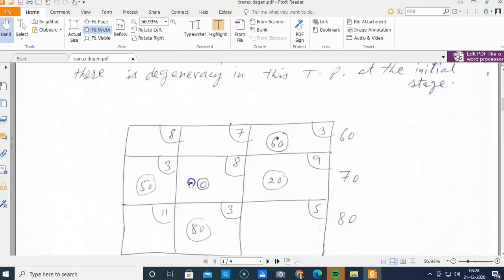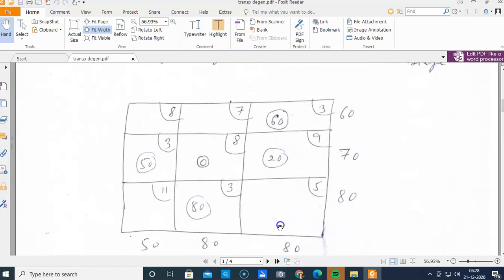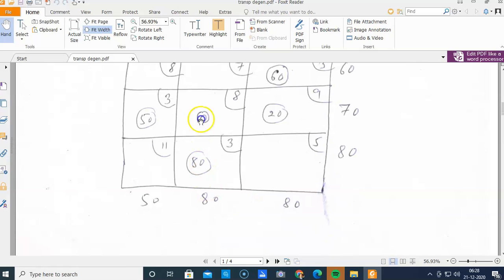But we should keep in mind that we should allocate this 0 to that cell which makes the maximum number of occupied cells either in the row or in the column. If I put it here, in this particular row there are maximum occupied cells. Similarly, I could put it here also, and in that case in this column there are maximum occupied cells. With this, I proceed. Now I have removed the degeneracy by doing this.